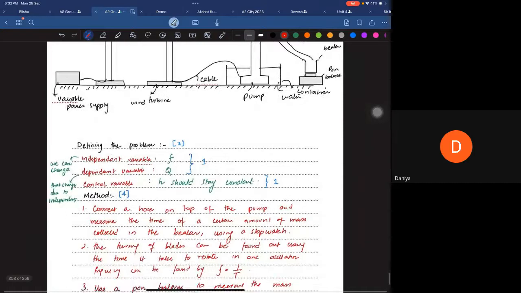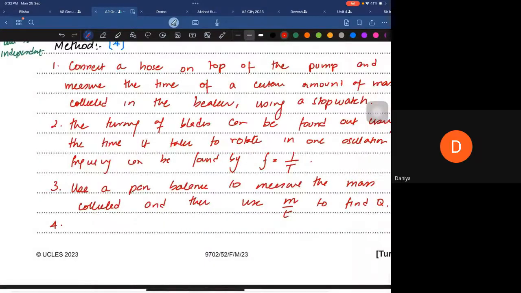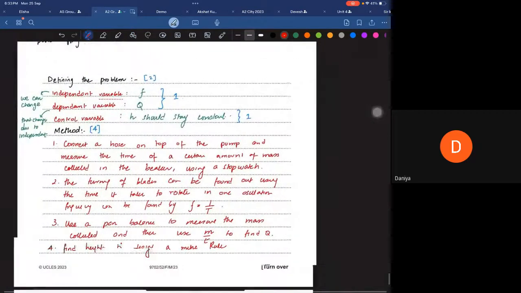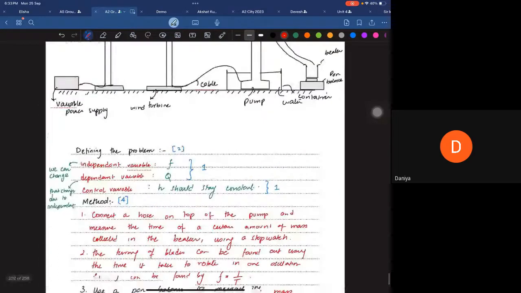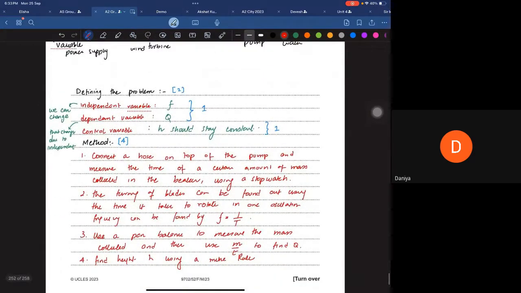So use the fourth point, find height H using a meter rule. Get it? So I basically made sure that I have written every piece of information that I need, and I've told them how I will gather that information. So this will give you 4 marks. In fact, in this one, I've written 4 points, but don't worry about that. I've actually given one extra point, but that's going to help me later on. So you don't have to worry if in your mind there are more points than they require.